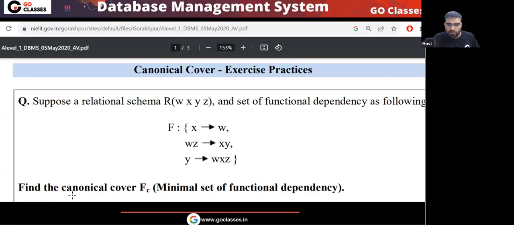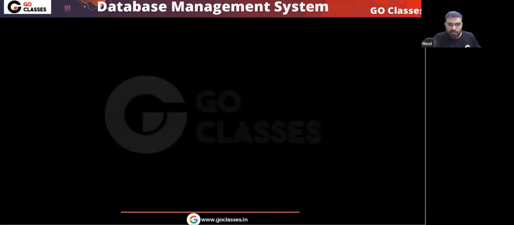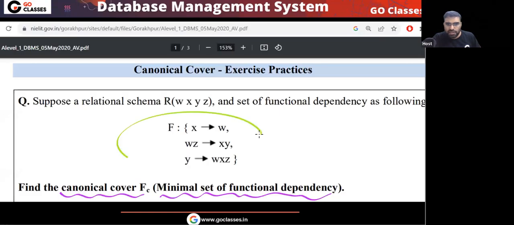What we have to do? We have to find the minimal cover. Canonical cover or minimal cover, both are the same thing. So we have to find the minimal cover. Now tell me, what is your step number 1? In this question, what is the step number 1? So first you make sure that on RHS you have single attribute.